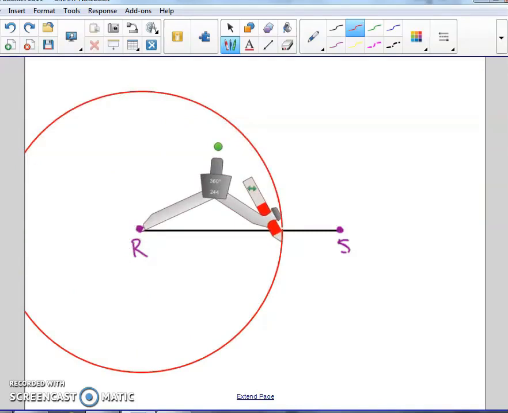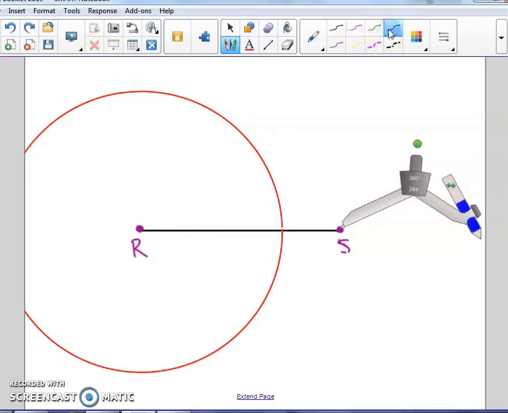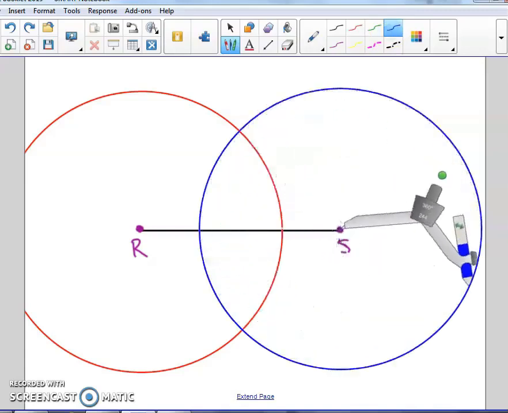Students in class said, well, if we move to the other endpoint, S, and draw another circle with the same radius, we will get 2 intersecting arcs right here and right here. And if we connect those with a green line segment, see if I can get it right down the center.